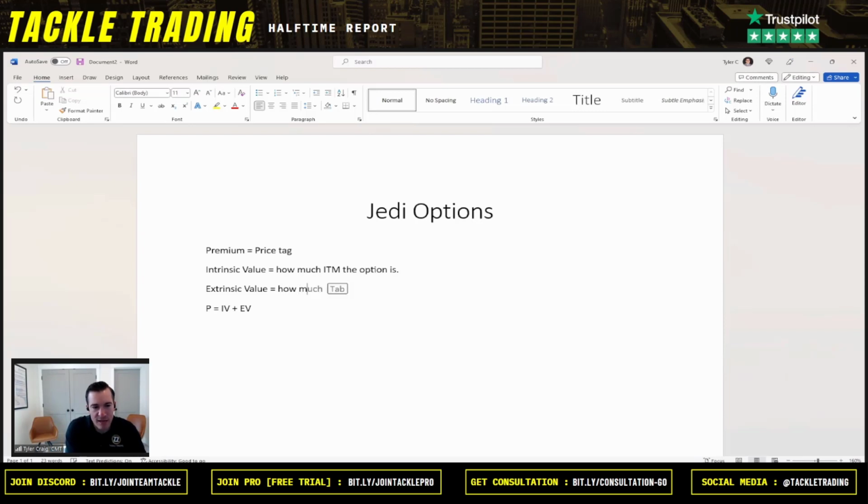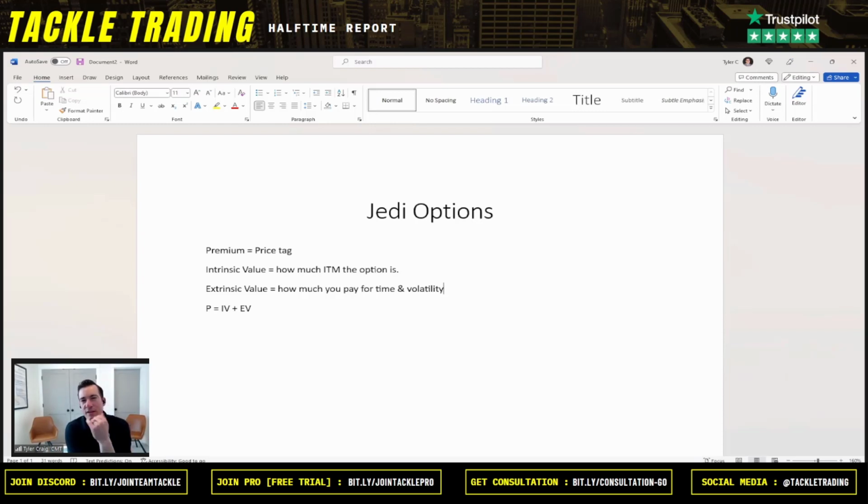Extrinsic value is how much you pay for time and volatility. So if the option expires in 30 minutes, you're probably not willing to pay as much for it than if it expired in 30 days or 30 months, right? So the more time in the option, generally, the more expensive it is. And I shouldn't even say generally. Always, the more time in the option, the more expensive it is.